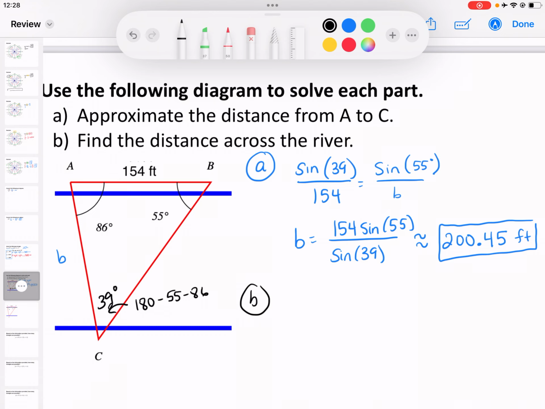Okay, so now that we've done part A, part B is what really confuses people. The reason it confuses people is because you're finding the distance across the river. On the homework, it does give you a hint where it says it's the height. That's pretty important because when it comes to height, what's happening is you are taking a point from one side of the river and you're going across and you're forming a right triangle. So this is now a right triangle right here.